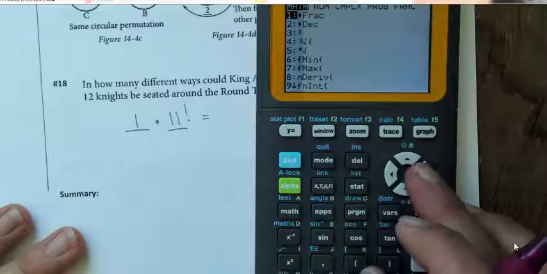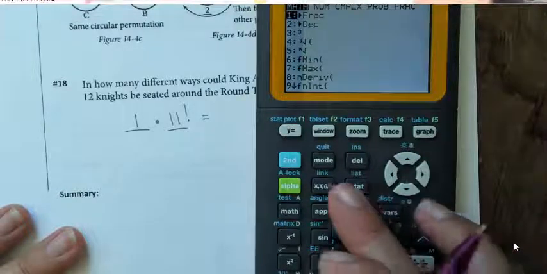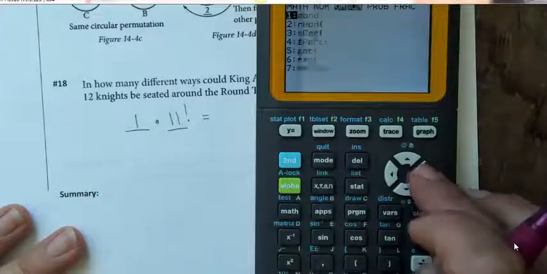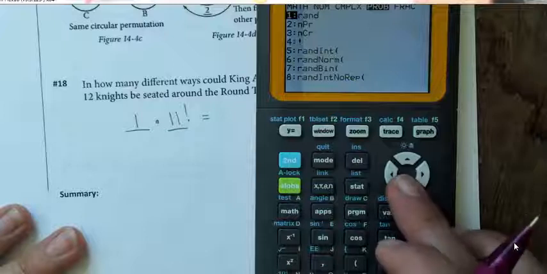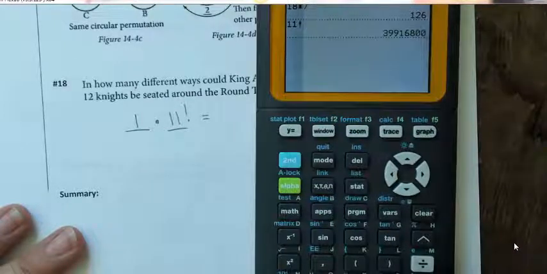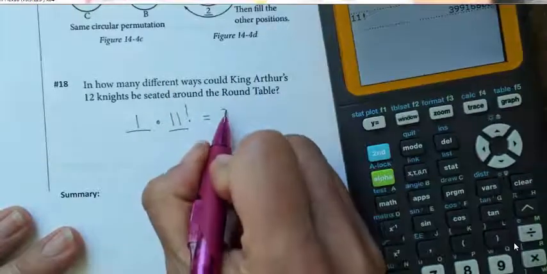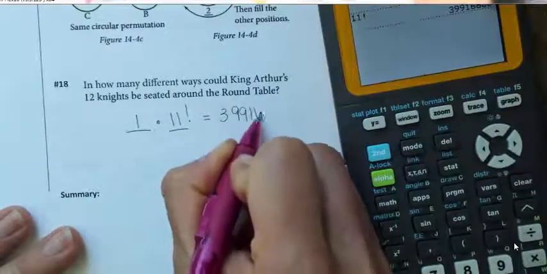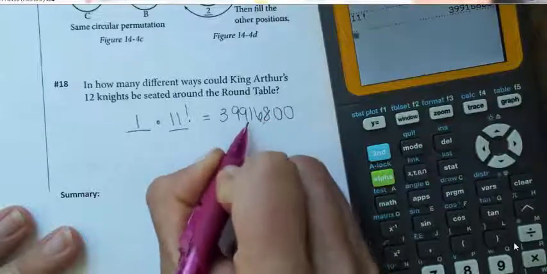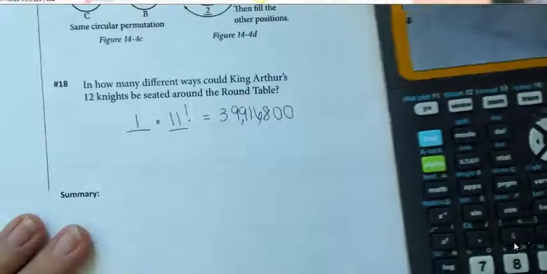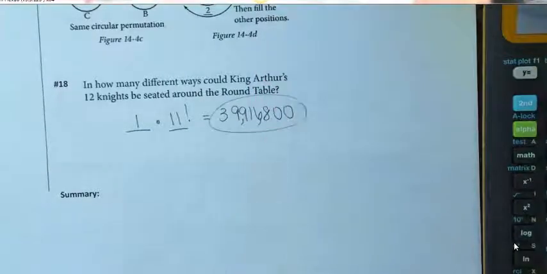And when you do 11 factorial times 1, let's go ahead and use our calculator. I'm slow with this. 11, and then you go math, probability, and then 4. Let me write it down and then I'll tell you what it is. 39,916,800. That's all the different ways that you could arrange 12 people at a table.